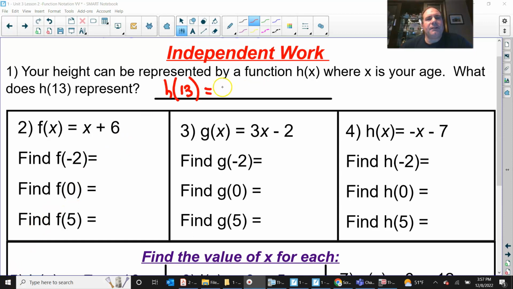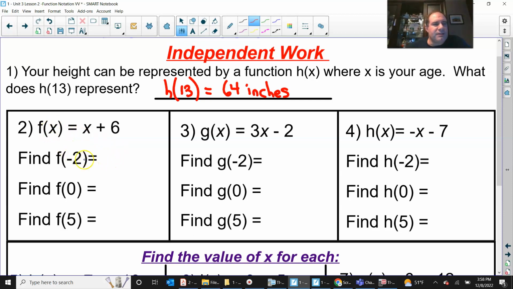5 times 12 is 60 plus 4, 64 inches. So you could say 64 inches. And then everybody's going to have different answers because everybody's different heights. All right, but let's go on to number 2.